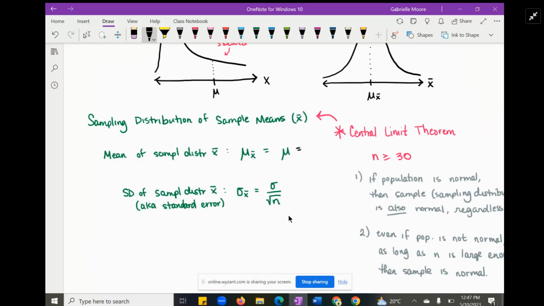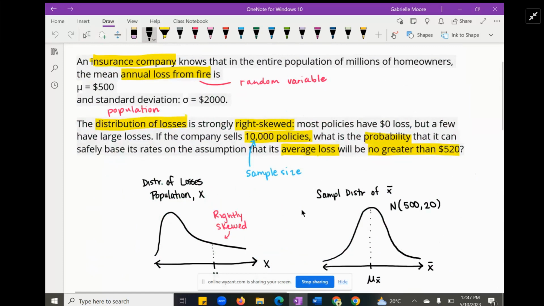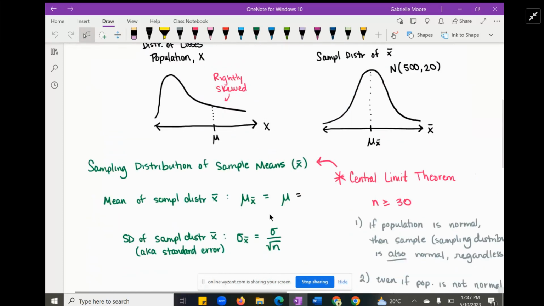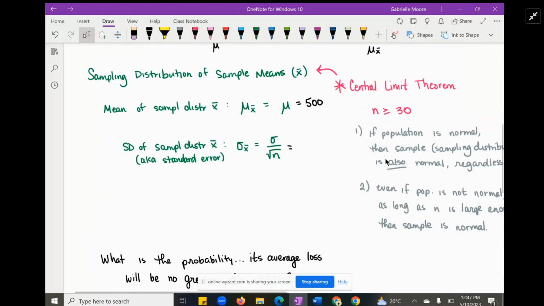The mean, as we were told in the problem, is 500. Therefore, the mean of the sampling distribution, which you can see I labeled mu sub x bar, is also 500. Moving along, we have the standard deviation of the sampling distribution. We take the standard deviation of the population, which is 2,000, and divide that by the square root of 10,000. The square root of 10,000 is 100, so 2,000 divided by 100 leaves us with 20.